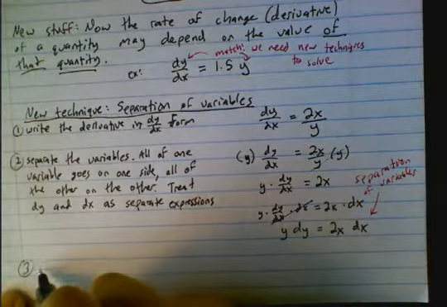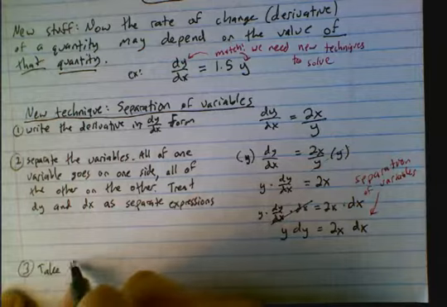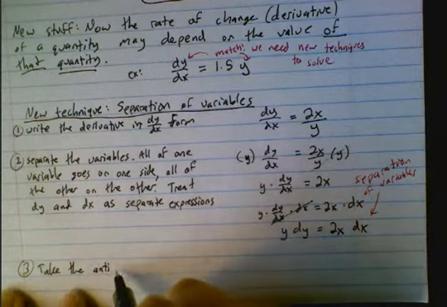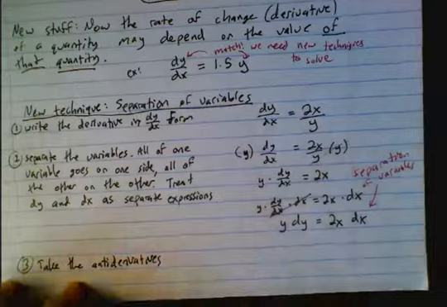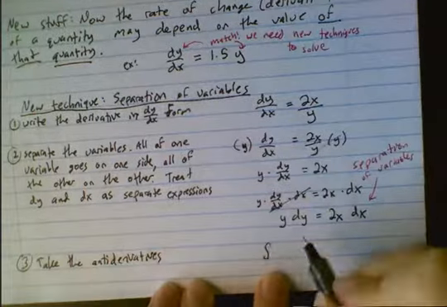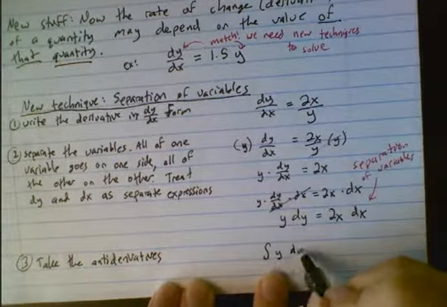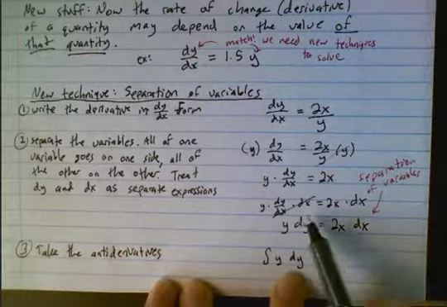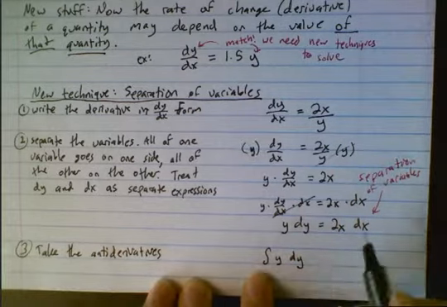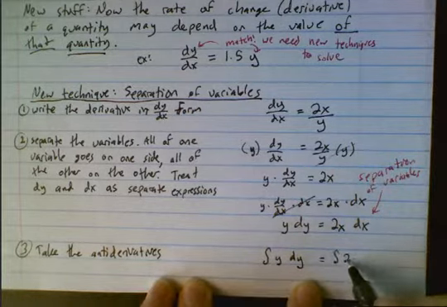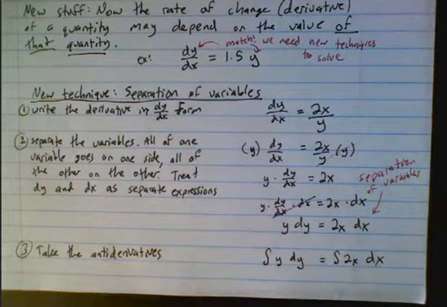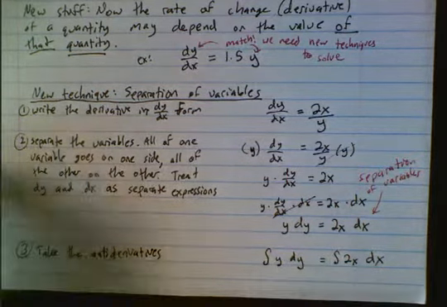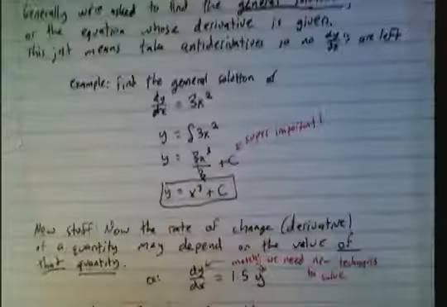Now we can take the antiderivatives. Remember how our antiderivative always went with a dy or a dx or a dt or some sort of variable? That d whatever is already there. We just pop the integrals in front. And once we've done that, we can take the integrals like normal.